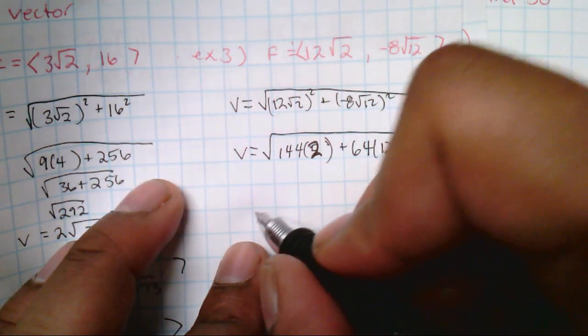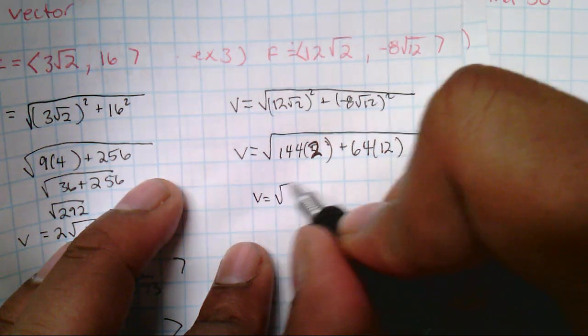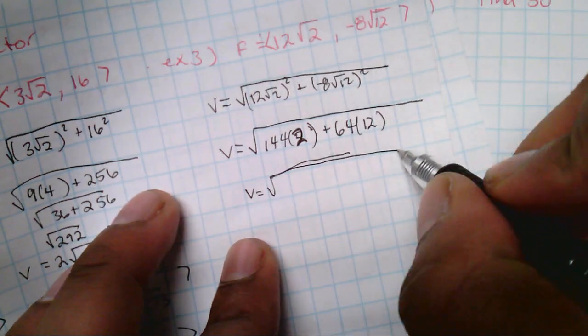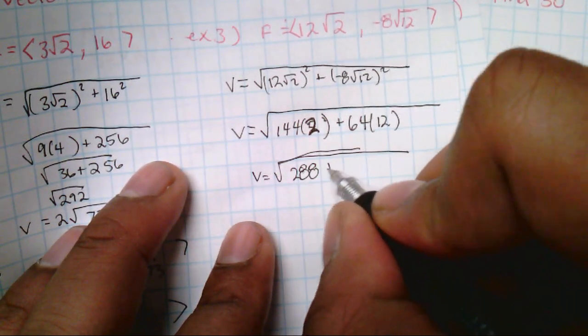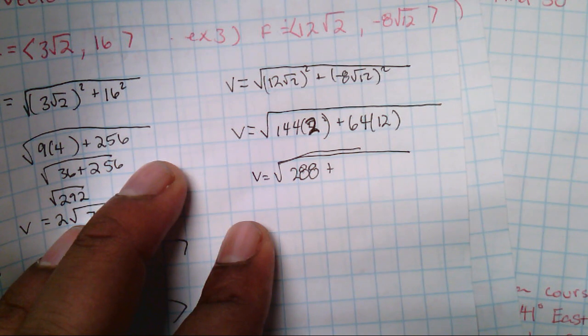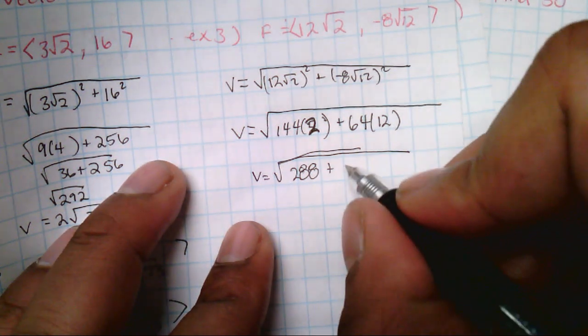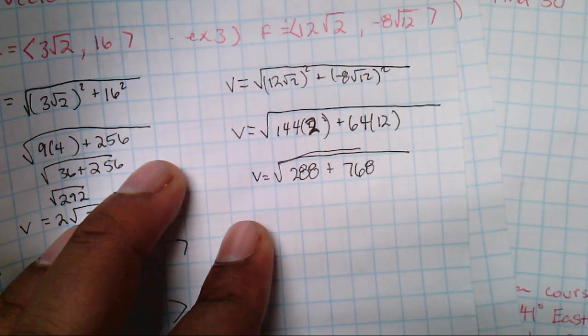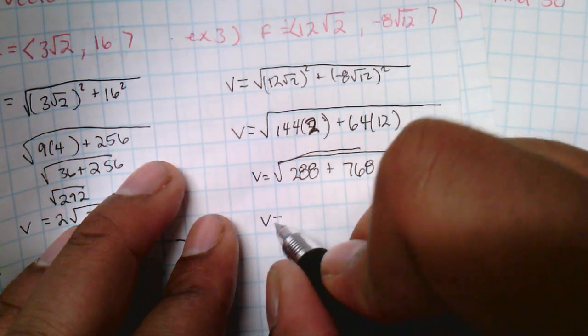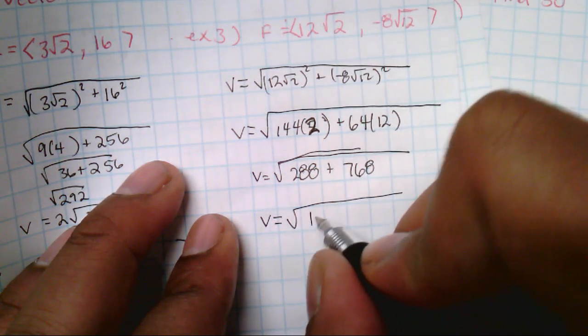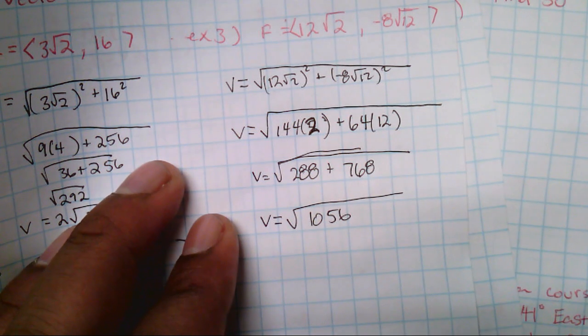Alright, so then we get v equals square root of 288 plus 64 times 12, which is 768. Add those two together and we get 1056. I don't think that's a perfect square. I'm pretty sure it's not. Yeah, no.